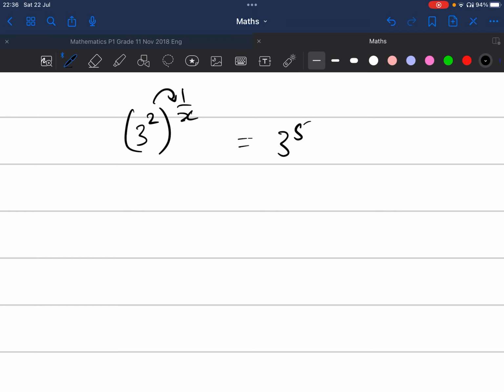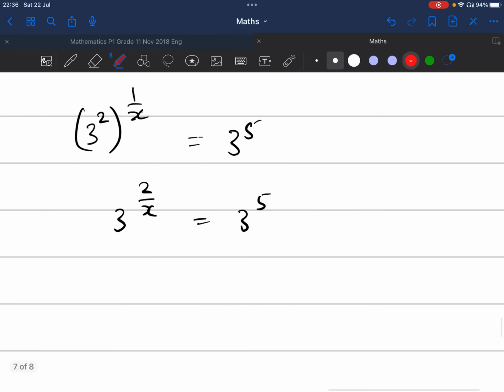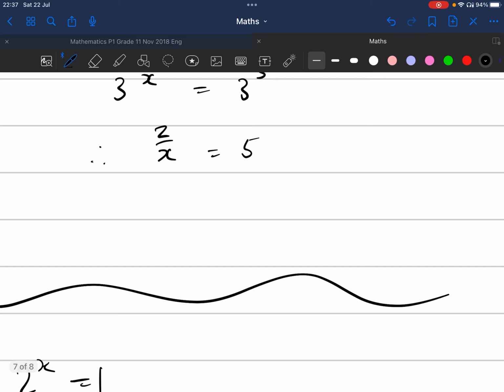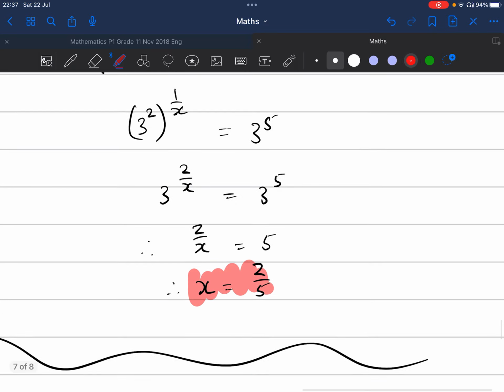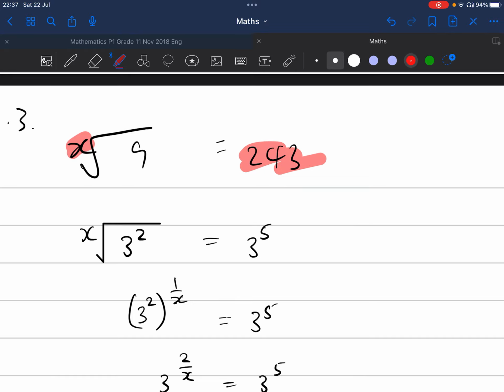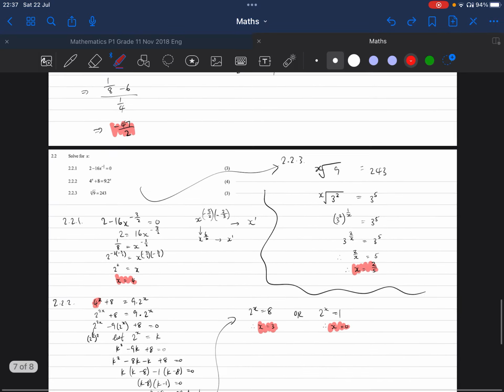Now how do I deal with this? I just multiply it out, right? So 3 to the power 2/x equals 3 to the 5th power. Now if I have the same base on either side, I can get rid of the bases and just equate the exponents. So this will become 2/x equals 5. And then it's a simple case of isolating x and solving for it. So therefore x is equal to 2 over 5. And again, take this answer, substitute it in here, and see if you get the correct answer. And if you do, that means your answer is correct.